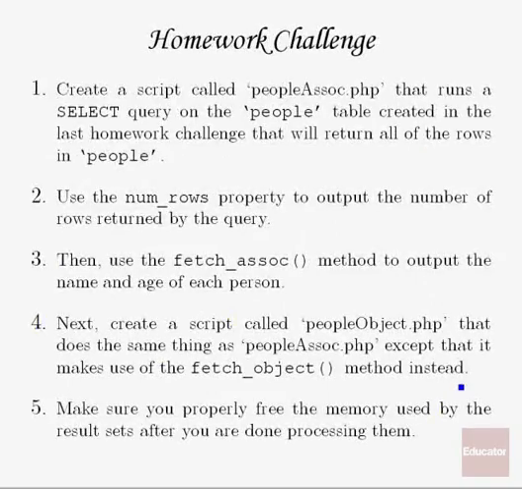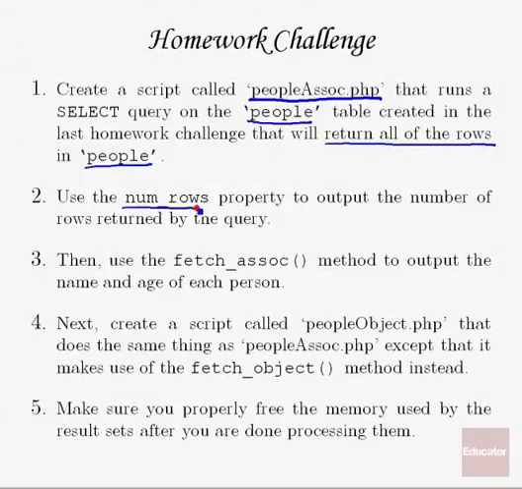So for today's homework challenge, I'd like you to create a script called peopleassoc.php, and it's going to run a select query on that people table that you should have created in the last homework challenge. If you haven't done that, go ahead and create that people table and populate it with some data. The select query should return all of the rows from the people table, which has a person ID column, a name column, and an age column. That's the information that will be returned in your result set.